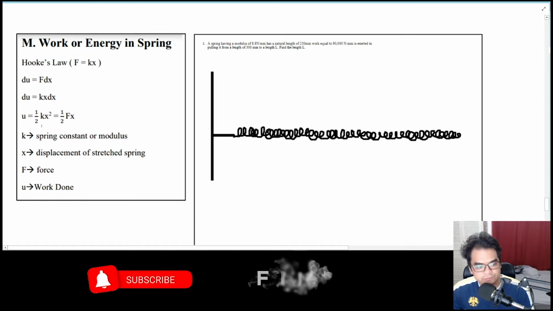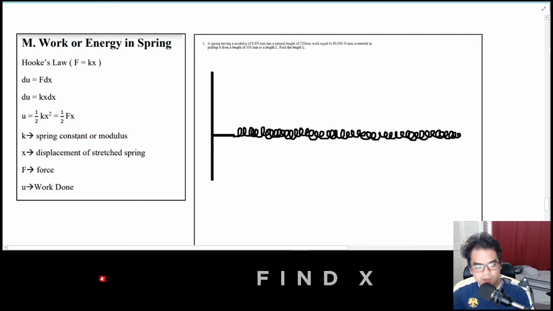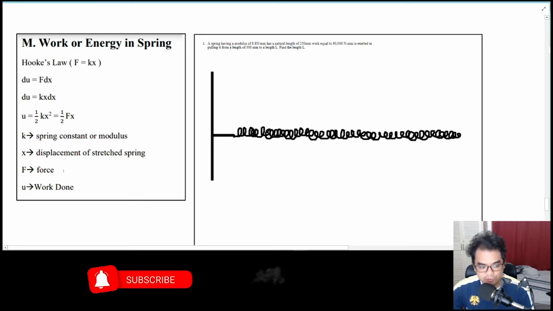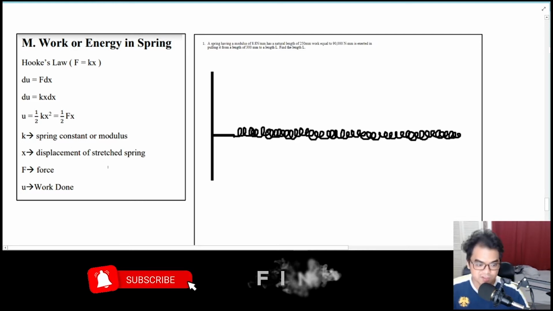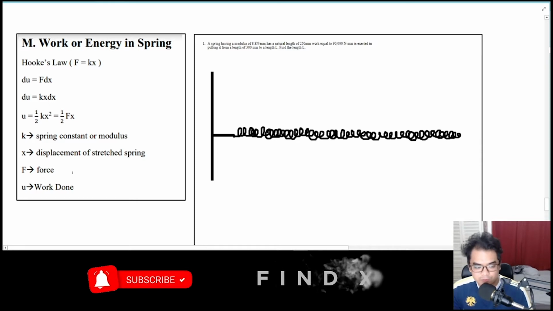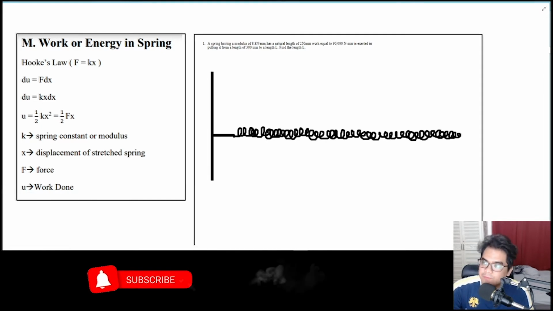If you take the integral of both sides, dU is equal to F dx, and then you eventually have U equal to 1/2 kx squared, or, replacing the kx with F, 1/2 Fx. K is the spring constant or modulus, x is the displacement of the stretched spring, F is the force, and U is the work done. With that, let's get into the next problem.